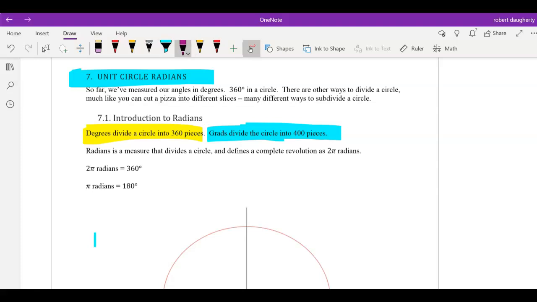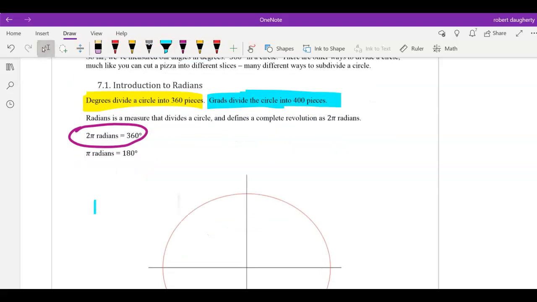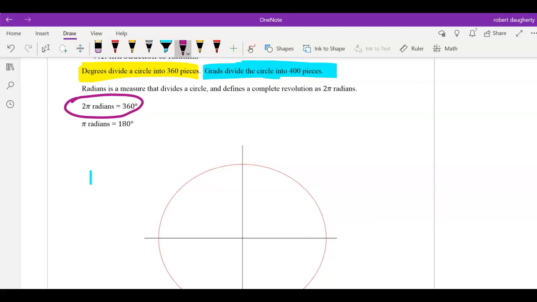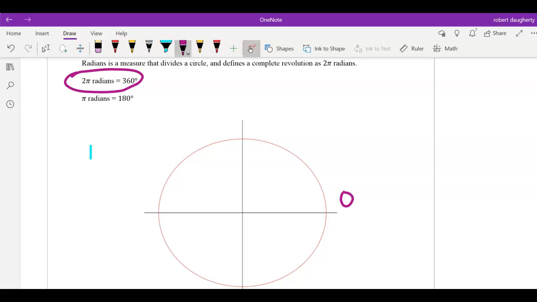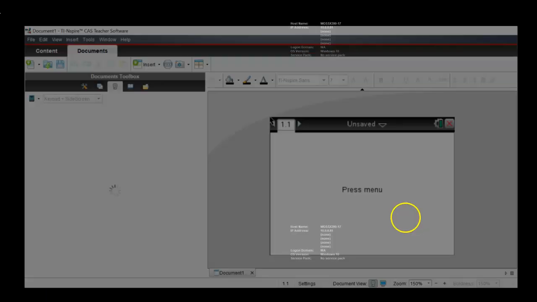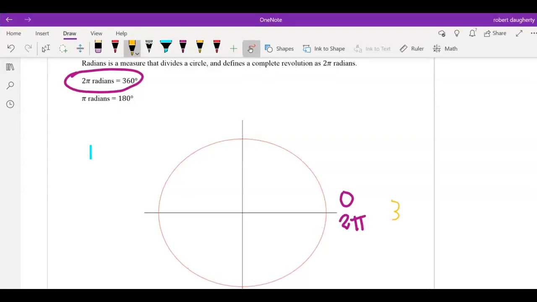So here's what you will need to know. A complete revolution around the circle is 2 pi radians. Okay, so 2 pi radians takes me all the way around the circle. If I start at 0 and go all the way around the circle, I find myself back at 2 pi radians, okay? Keep in mind, in the last unit, we would have called that 360 degrees. But we're going to leave degrees off, and everything is going to be radians from now on. So if I go all the way around the circle counterclockwise, that is 2 pi radians.